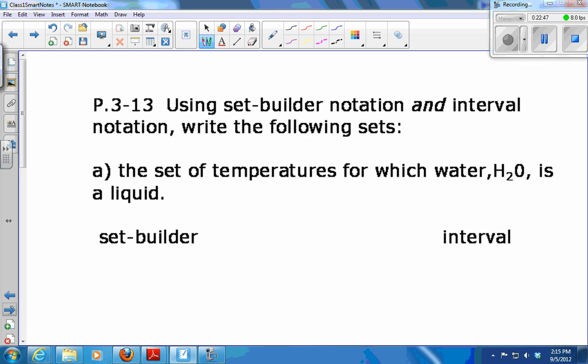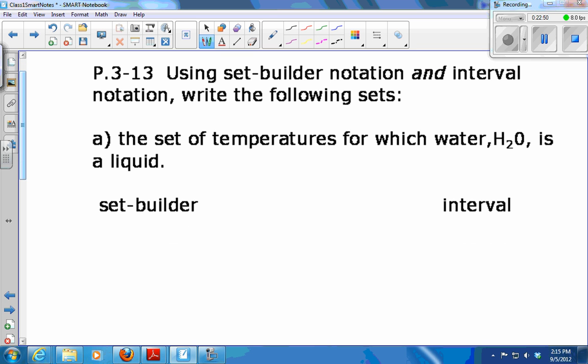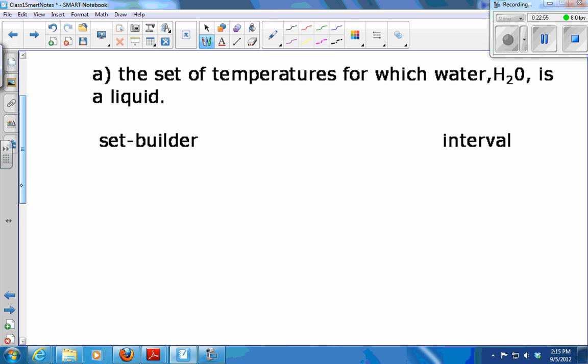Okay, so last thing, we are going to use set builder notation and interval notation on a couple of real life situations. So the set of temperatures for which water is a liquid. What is that? Sure. So 32 is the freezing point. So let's call this the set of all T. We'll use T for temperature. Set of all T such that, now 32 is the low, less than T, less than, what's the boiling temperature of water? 212.